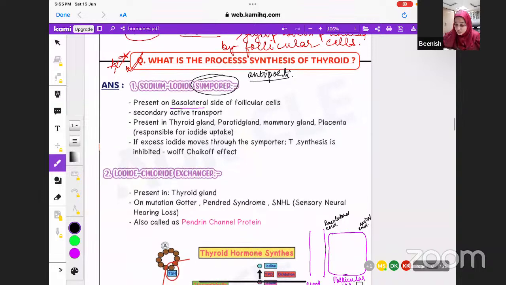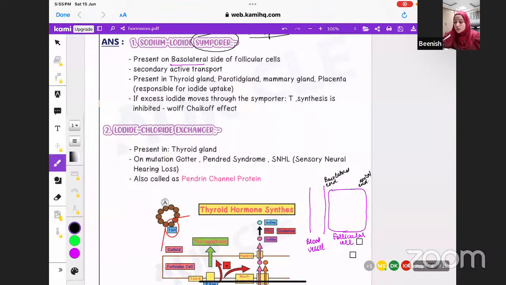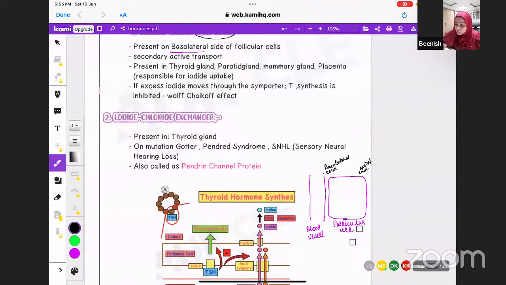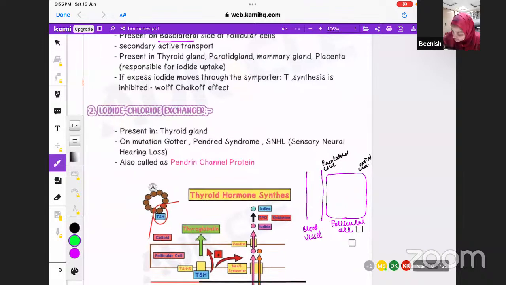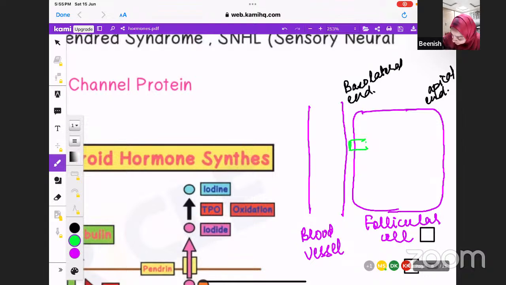Okay. Now, let's talk about the process of synthesis of thyroid hormones. Now that you know these terminologies, you'll be able to understand the process. So, it says that present on the basolateral side of the follicular cells, you have the sodium iodide symporter. So I'm going to draw that now. Okay, I'm going to draw this in green. So this is the basolateral side and this is a follicular cell. So on the basolateral side, you have this sodium iodide symporter.